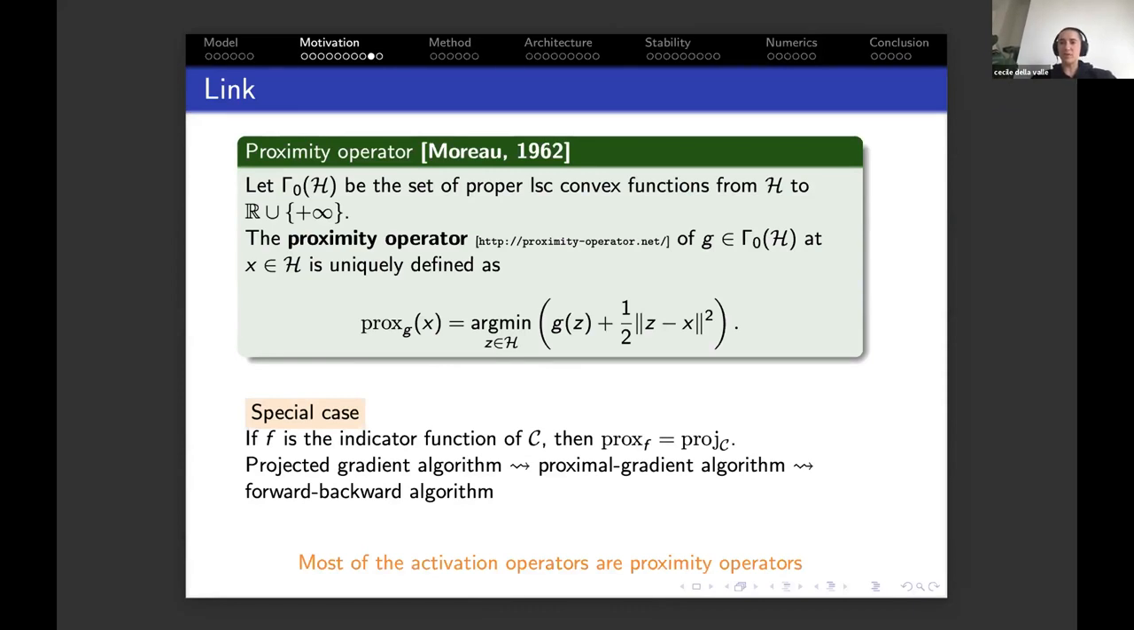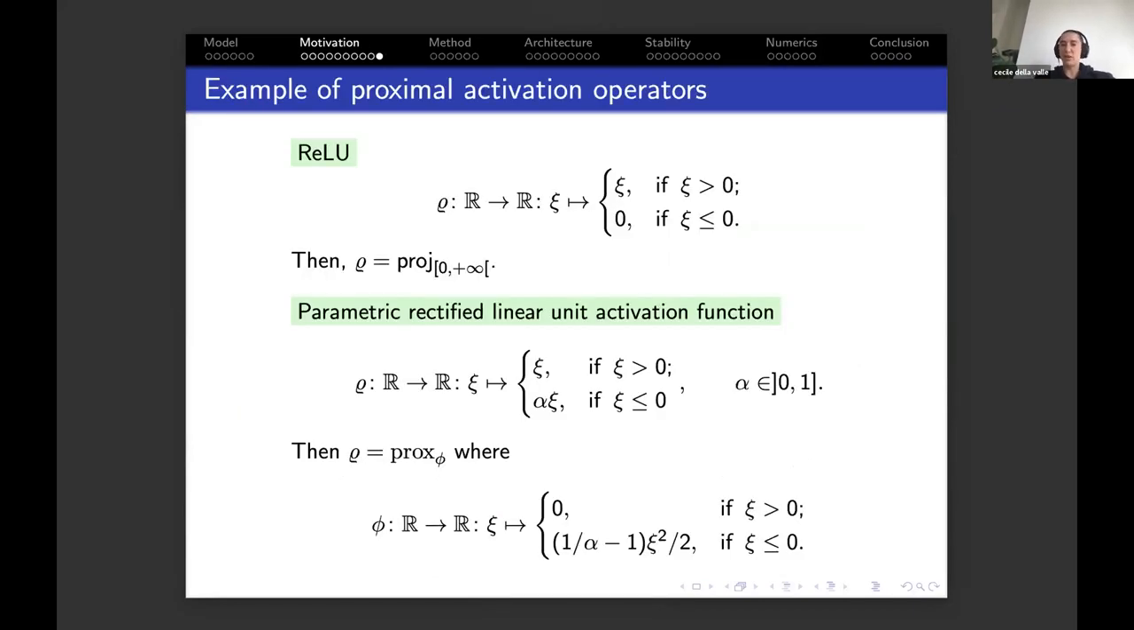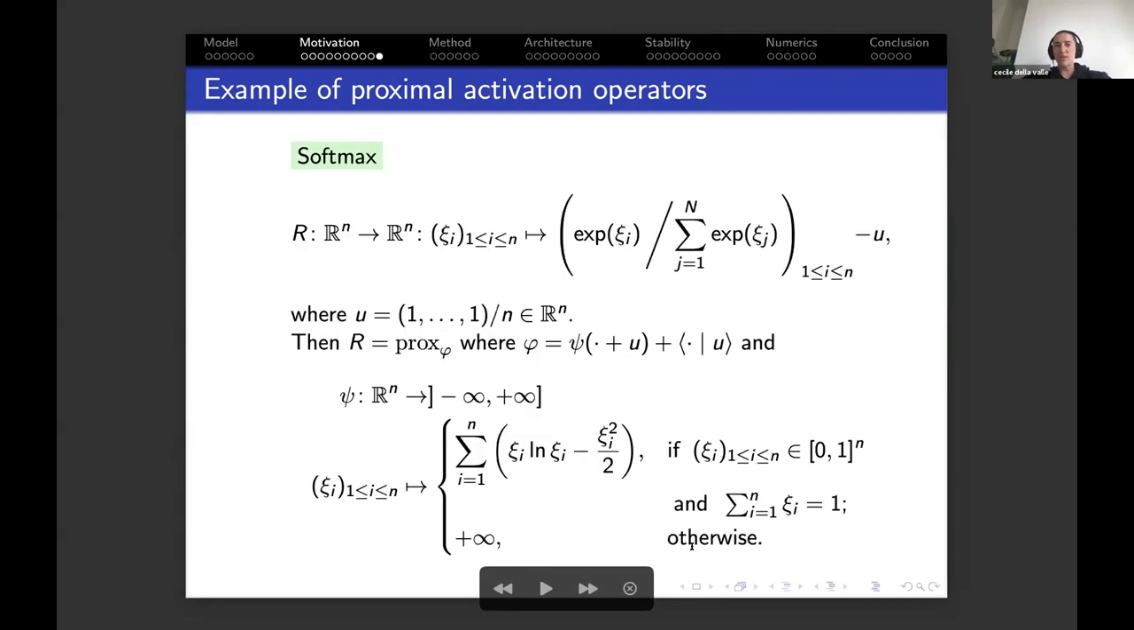I will give two examples. For example, ReLU is the projection on the set [0, +infinity), but also parametric rectified linear unit, PReLU: it is actually the proximal operator of this function phi. Softmax is also a proximity operator, and this type of computation can be done with a very large variety of activation functions.